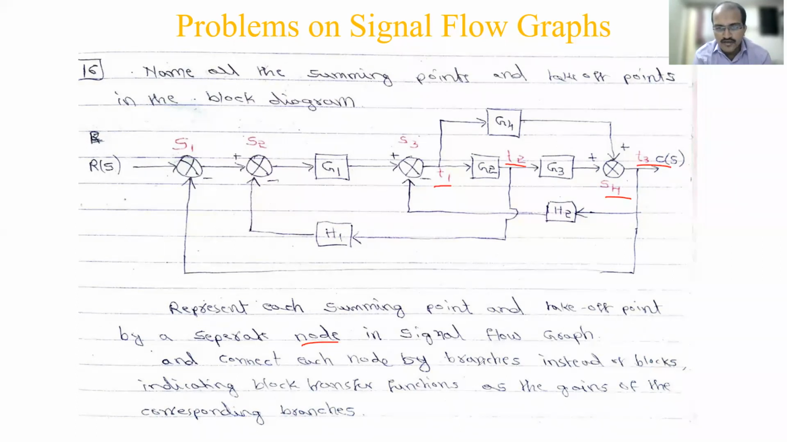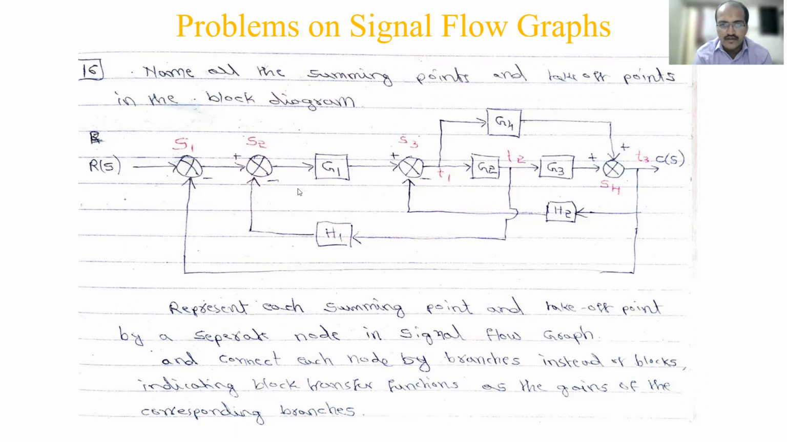And connect each node by branches instead of blocks. So whatever blocks are there, you have to connect them by a branch, and above that, you have to show the branch gain, indicating the block transfer function as the gains of the corresponding branches. These H1, G1, G4, G2, G3, H2, you have to show as branch gains. That I will show next. So remember this figure now. Already I told you. So now 1, 2, 3, 4, 5, 6, 7, 8, 9. So 9 dots are there.